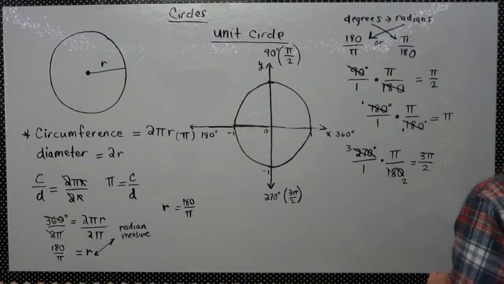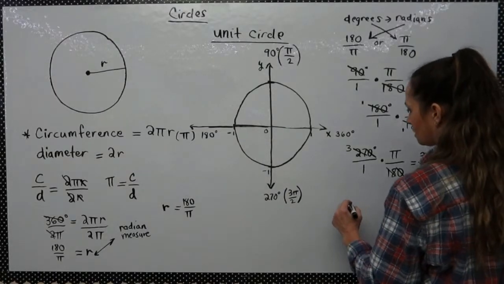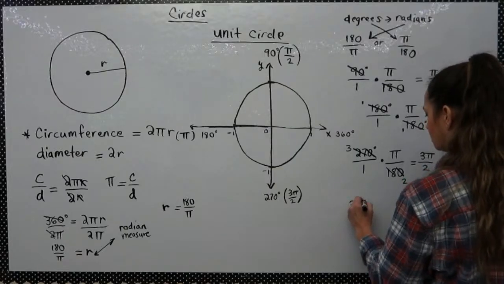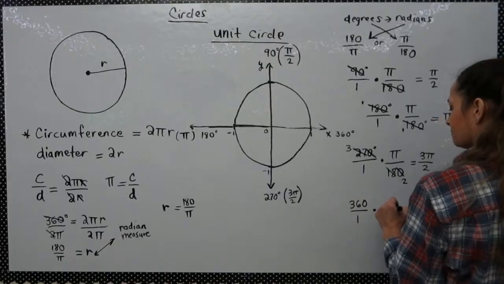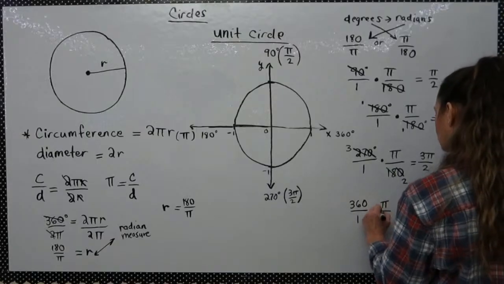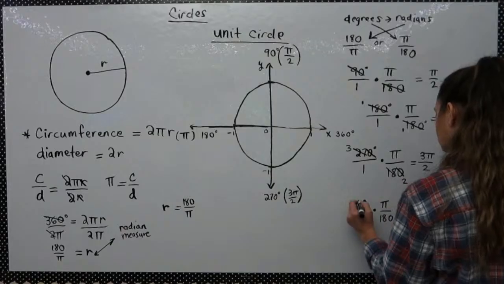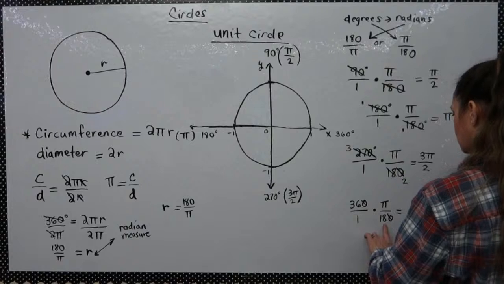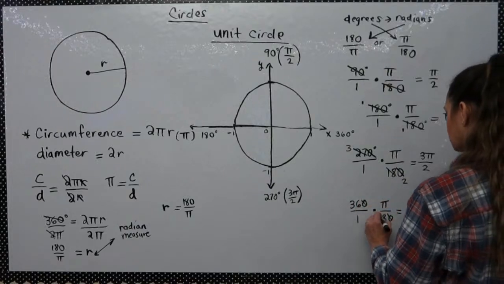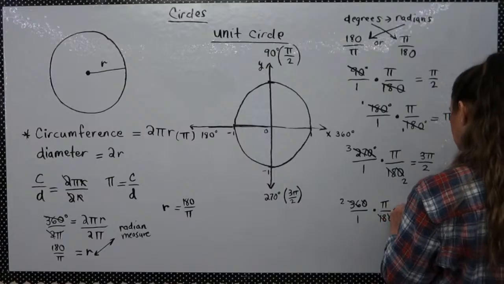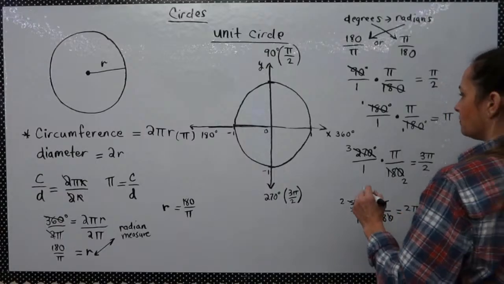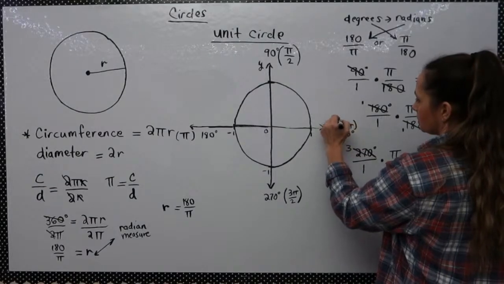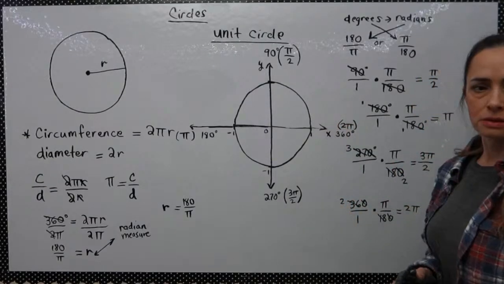And then we've got one more. Let's see if I can fit it in here. This one is going to be 360 degrees over 1 times pi over 180. Okay, and then we got 36 and 18. 18 times 2 is 36. So that is going to be 2 pi. And so we've got over here 360 is also 2 pi here. All right.